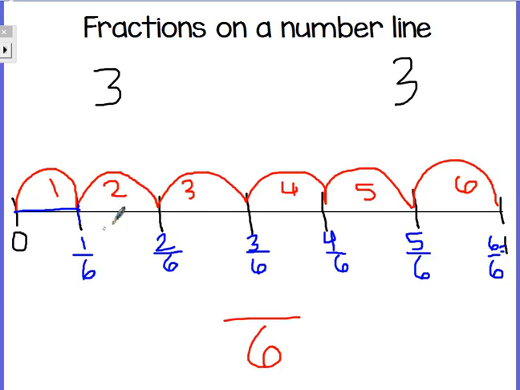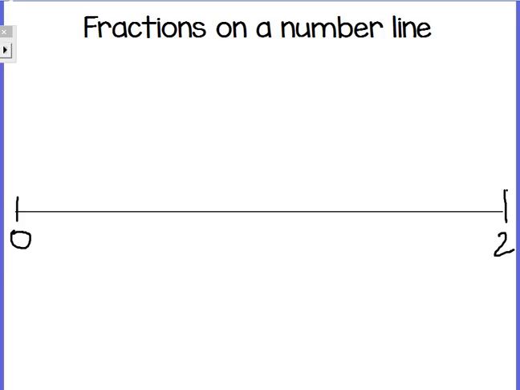If I thought about this as a piece of candy or like a hopscotch, I went 6 out of 6 pieces. That means I went the whole thing, one whole thing. So if I wanted to show 4/6 like I did on the first page, I could show 4/6, and that would be right here. It shows that we went 4 out of the 6 equal pieces.